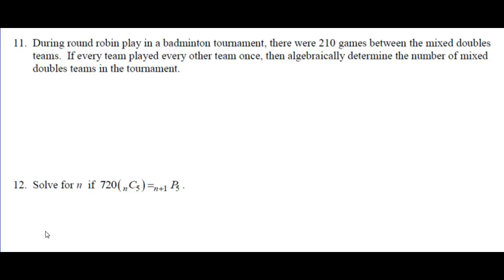So during round robin play in a badminton tournament, there were 210 games between the mixed doubles teams. If every team played every other team once, then algebraically determine the number of mixed doubles teams in the tournament. Okay, so if we're going to have every team play every other team once, how are we setting that up?